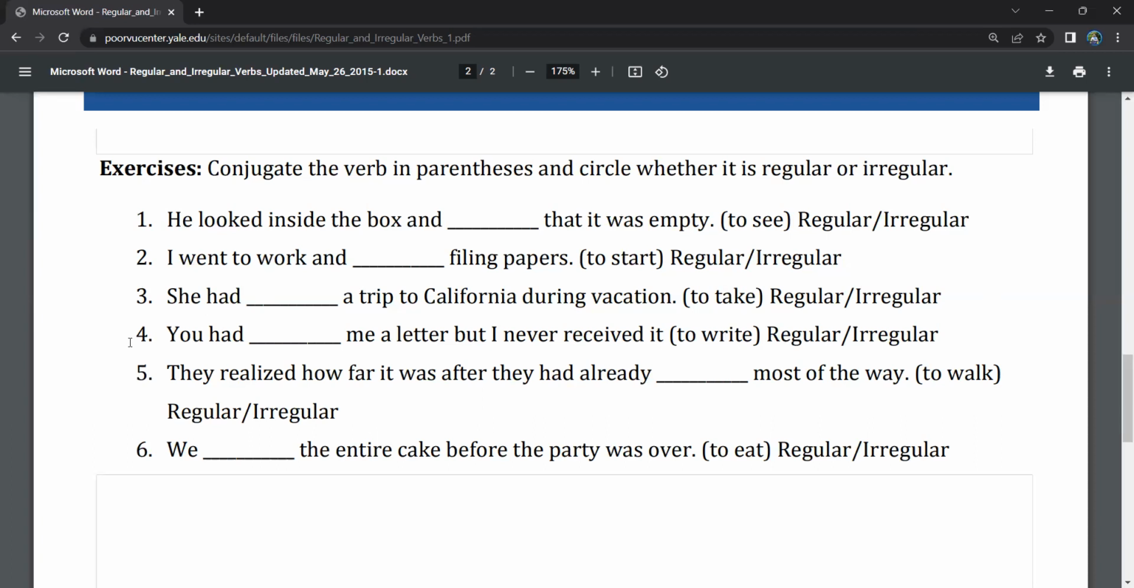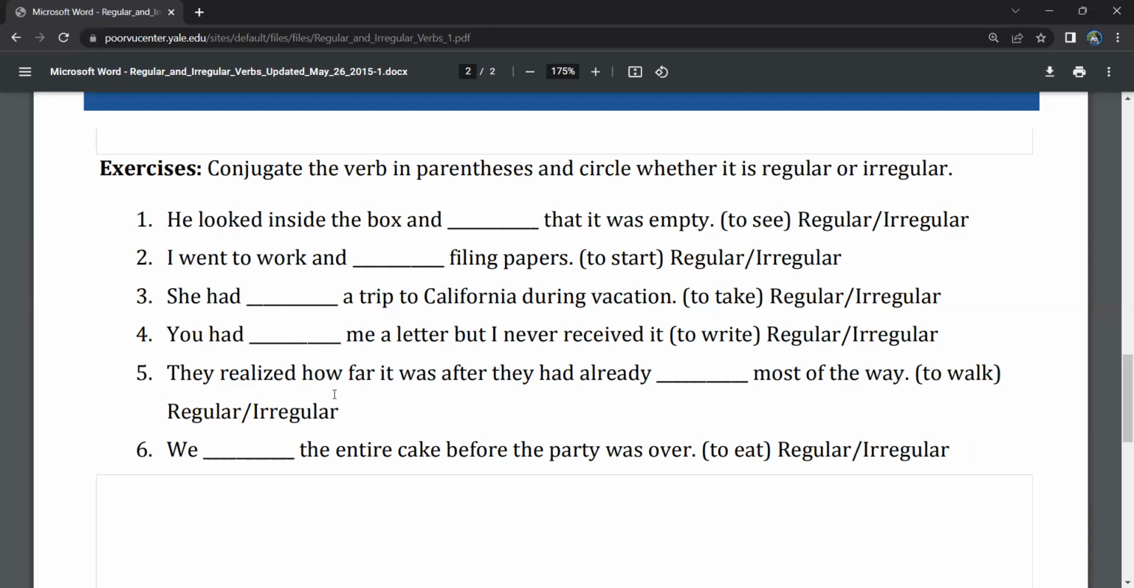Next. How about number 4? You had blank me a letter, but I never received it. We're going to use the infinitive to write. What is the correct answer? What is the past participle of the word write? The correct answer is written, because of the auxiliary verb had plus the past participle of the verb. The past participle of the verb write is written. Regular or irregular verb? Irregular verb, correct.